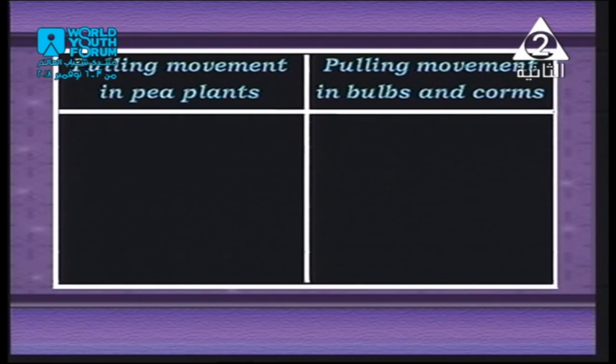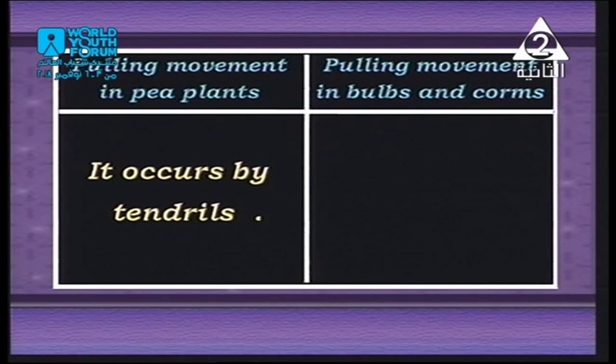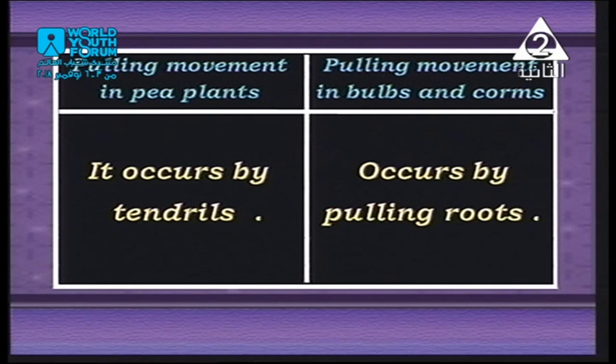One of them is in the pea plant, the tendril of the pea plant. Let's know what happens for the tendril and what the type of this movement is. It occurs by tendrils. While here, on the other side, it occurs by pulling roots.